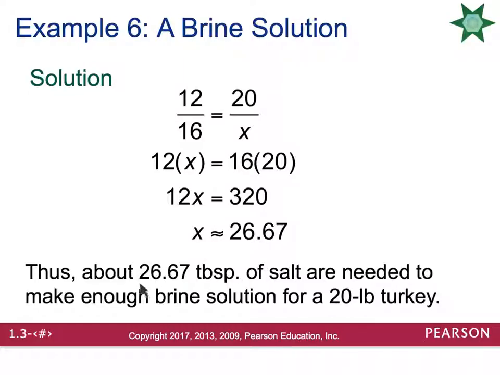So we need about 26.67 tablespoons of salt to make enough brine for a 20-pound turkey. Now, a couple of things. First of all, we could round that to 27. We could maybe even round to 28. And the reason we might do that is think of this.